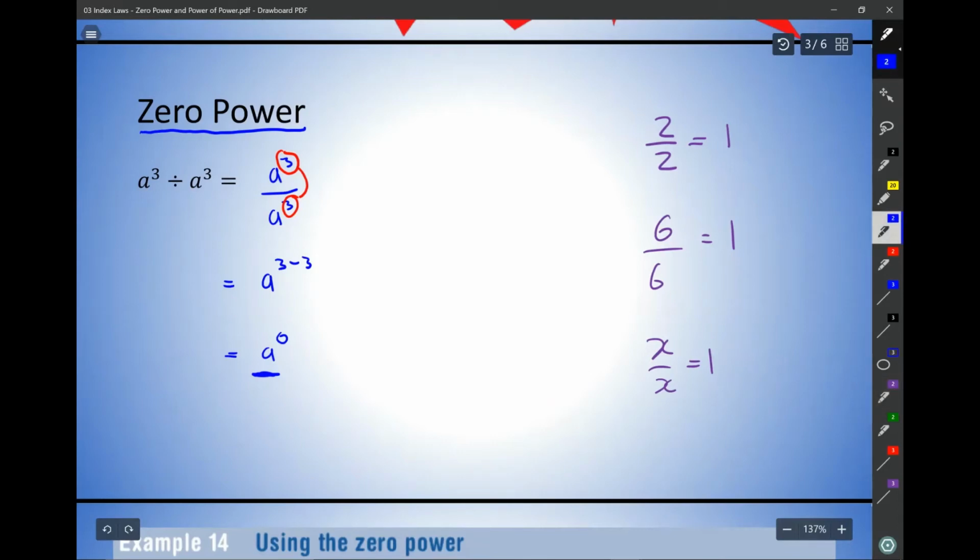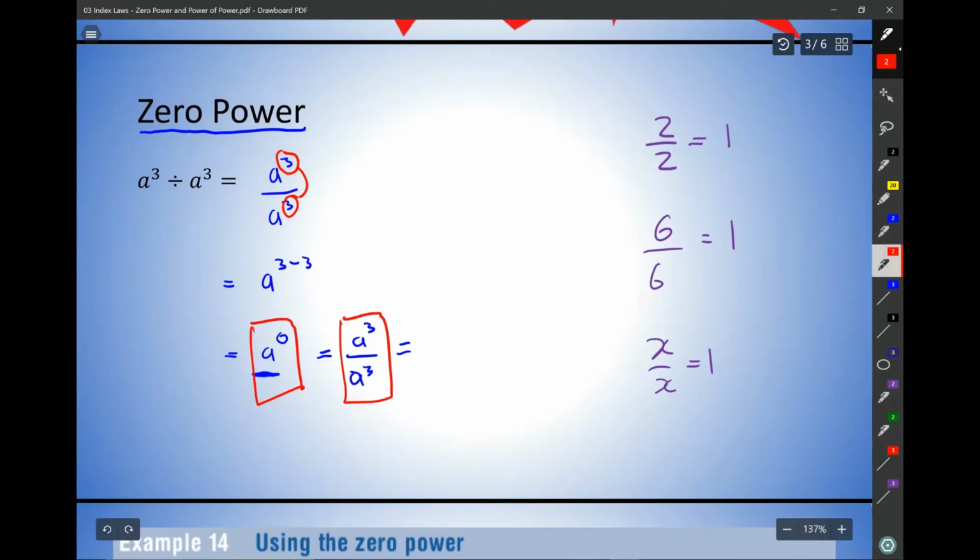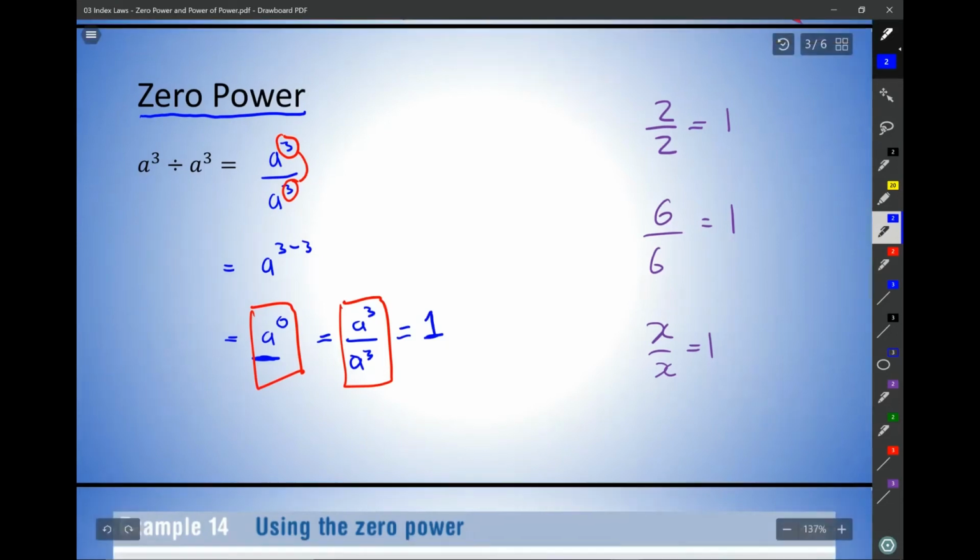So if we're saying a to the power of 3 over a to the power of 3 is the same as a to the power of 0, then that means that both of these things are equal to 1. Okay, and that's the important point that I want you to get out of this. Anything raised to the power of 0 just equals 1.